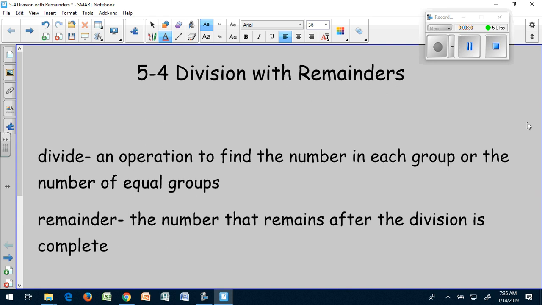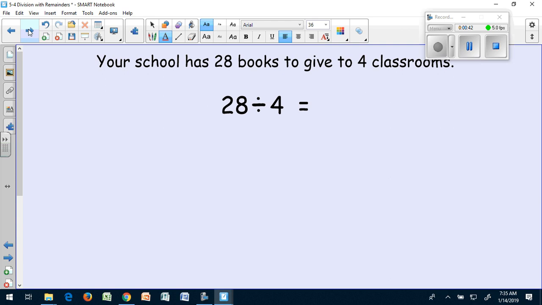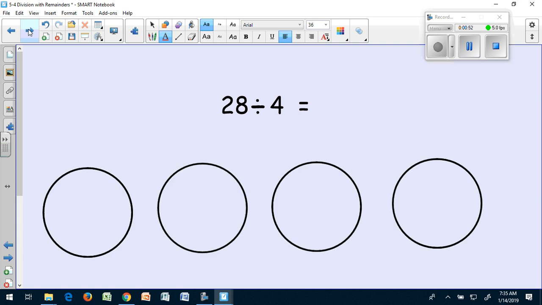When we use division in the real world, it's not going to always give us a perfect answer. Sometimes we're going to have some left over. Let's take a look at what that looks like. Here's an example. Let's say your school has 28 books to give to 4 classrooms. Let's picture what this would look like. We have 4 classrooms and we want to give an equal number of books to each classroom. Each classroom is going to get 7 books.